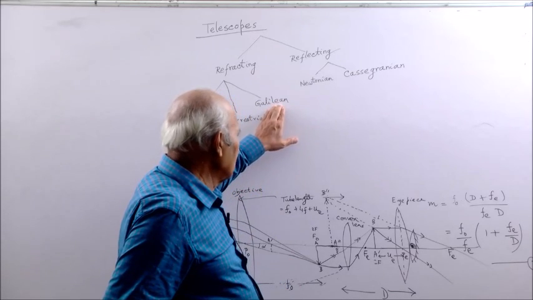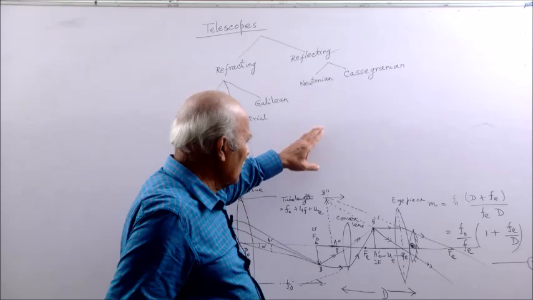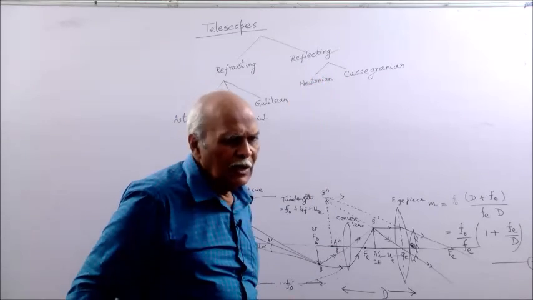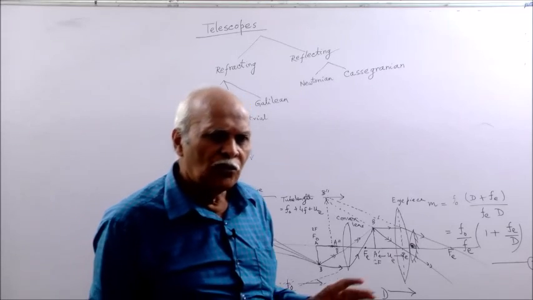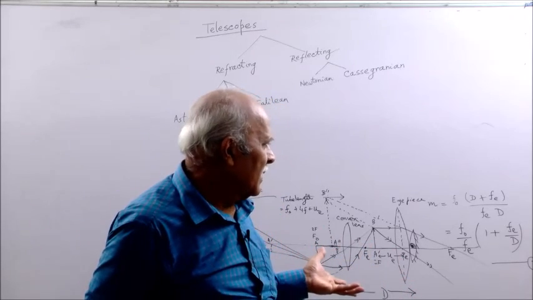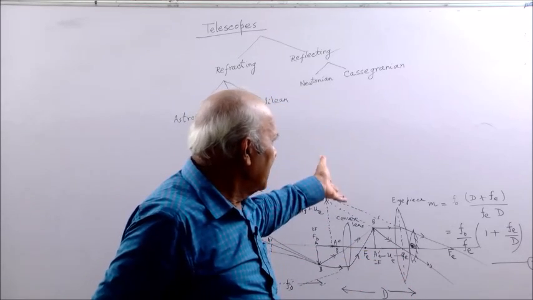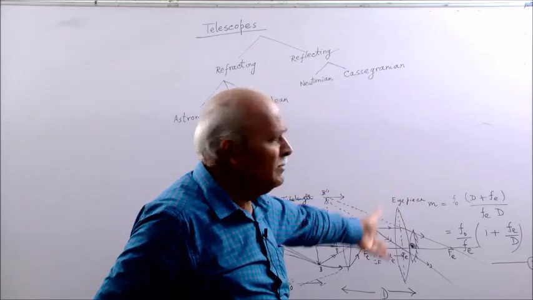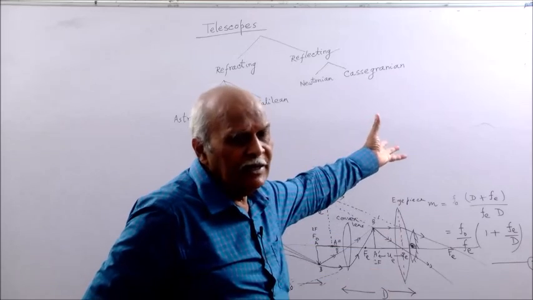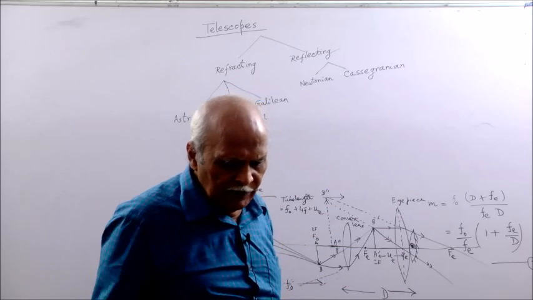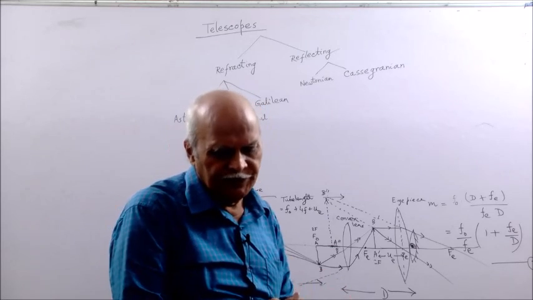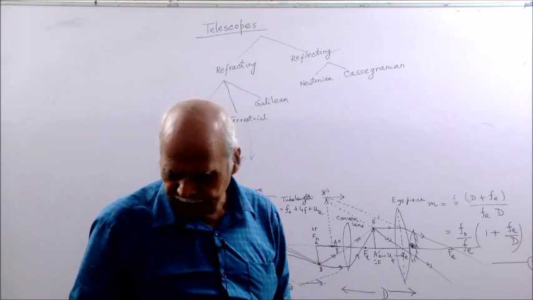Then Galilean is there, with the concave lens and convex lens. Then these two have the concave mirrors to form the image. And the NCERT book also has no formula for the magnification of the reflecting telescopes. So, therefore, they are just used to observe things. So, that is all for today.